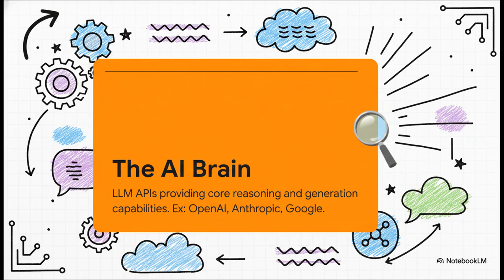Okay, next we have the AI brain. This is the raw intelligence. Think of it as the engine of your application. These are the big, large language model APIs from companies like OpenAI, Anthropic, and Google. Whenever your app needs to understand language, reason through a tough problem, or generate a creative response, it's making a call to one of these brains. This is where the core power comes from.